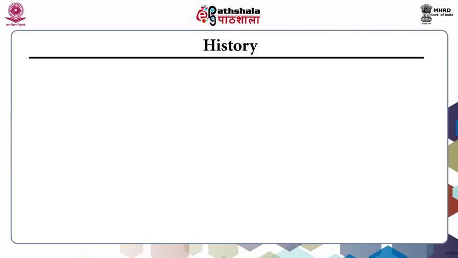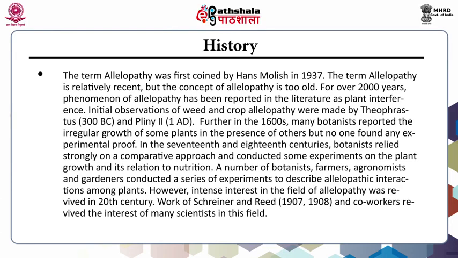Coming to the historical background of allelopathy. The term allelopathy was first coined by Hans Molisch in 1937. The term is relatively recent, but the concept of allelopathy is very old. For over 2000 years, the phenomenon of allelopathy has been reported in the literature as plant interference.